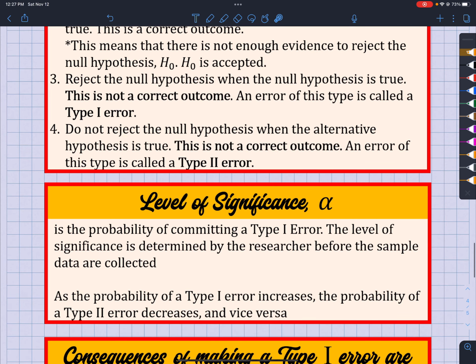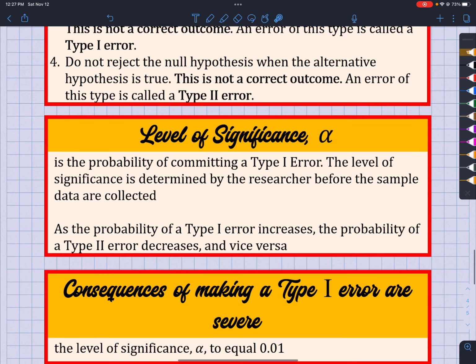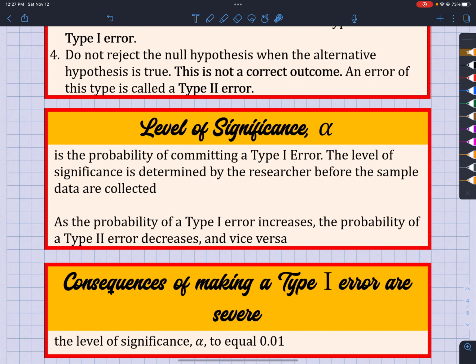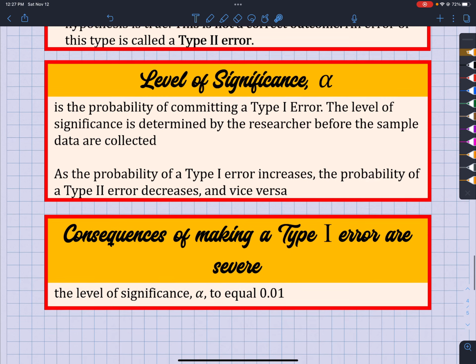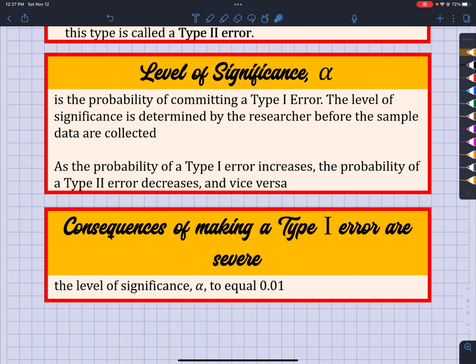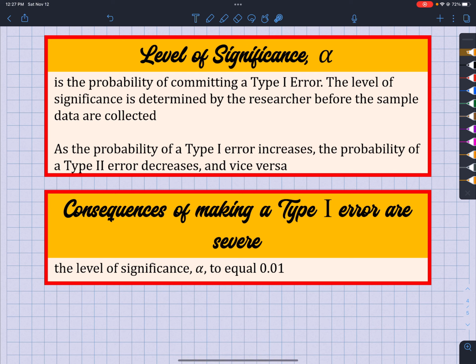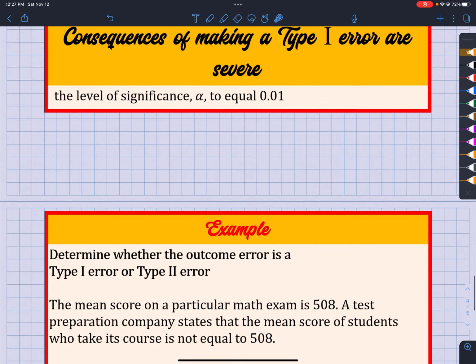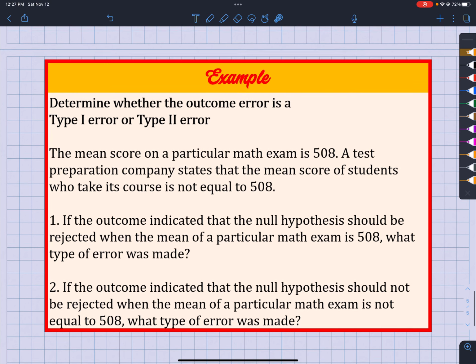And then we talk about the level of significance, which is alpha, and that is going to be important. Remember that as the probability of type 1 error increases, the probability of type 2 error decreases, and vice versa. So if type 1 error decreases, the type 2 error would increase. And if the consequences of making a type 1 error are too severe, then we would just use an alpha that's smaller. The smaller alpha we use, the smaller the consequences of the type 1 error would be. So let's take a look at what kind of error we have here.